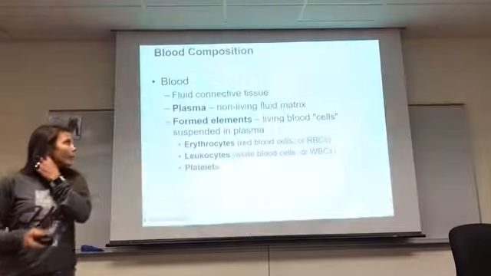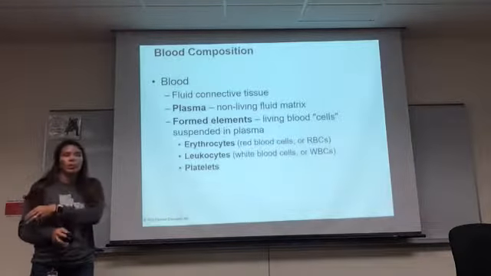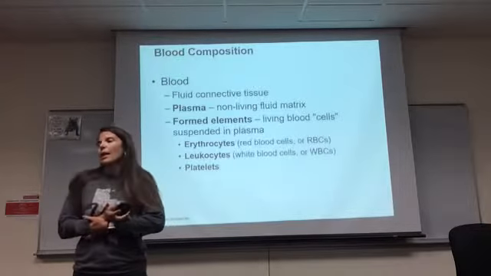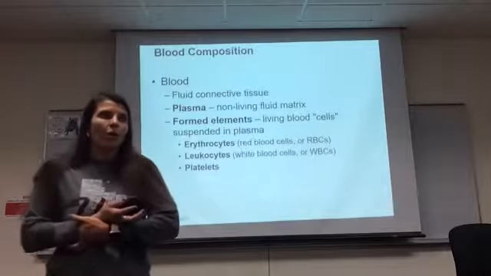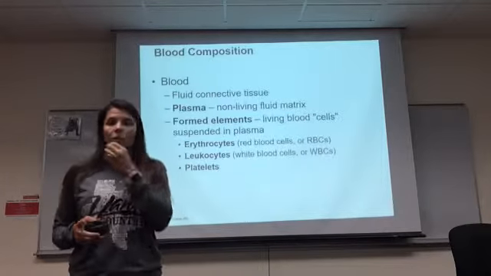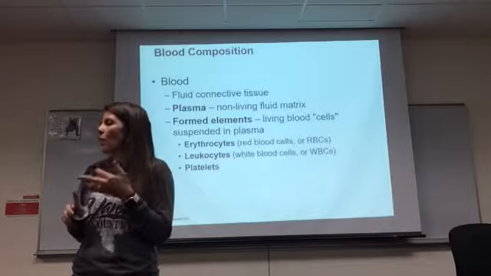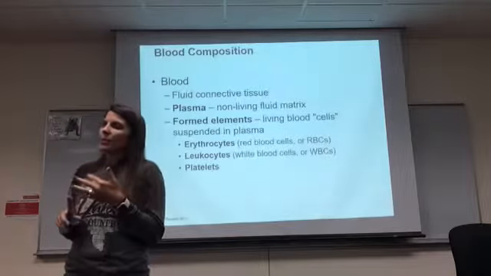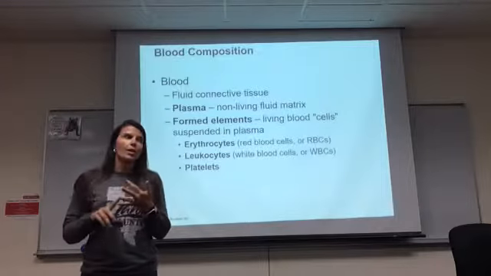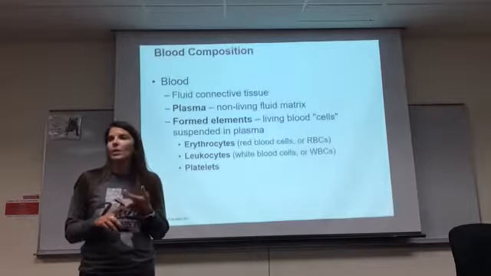When we talk about blood, a lot of people are under the assumption that blood is just a liquid, and it's not. There are 4 components of blood. The liquid component is plasma, so you've probably heard the term plasma before. But then we also have 3 formed elements. Formed elements are the actual blood cells. So you have red blood cells, white blood cells, and platelets.